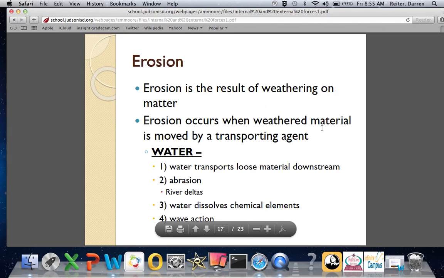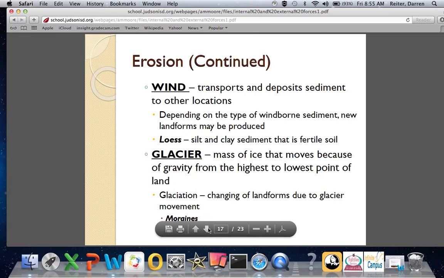Now, erosion, we're all pretty familiar with erosion. That's just the result of weathering on matter. You're going to have weathered material going through, and most of the time you're talking about it with the water. So just think of a big hill. You get a huge heavy rain. What's going to happen to all that loose material that was on the hill? It's all going to run down. And that's the same thing that's going to happen, you see on the notes, the river deltas, things like that. You are seeing all that with the natural erosion with that water.